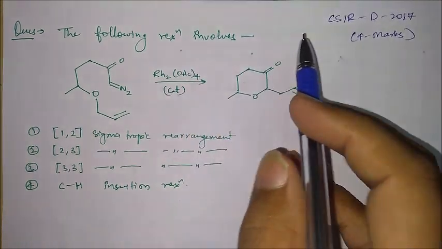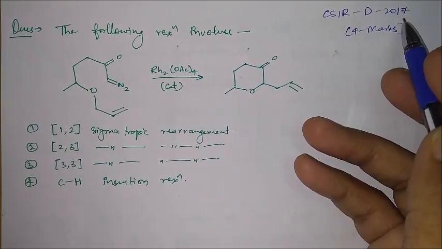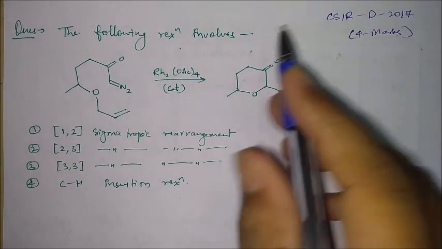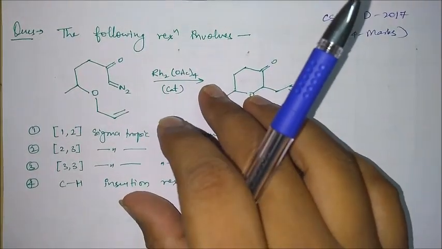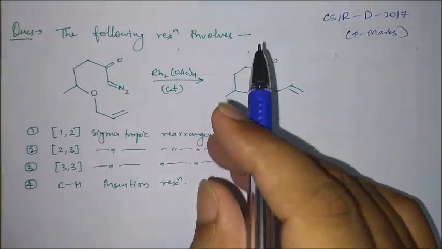Alright, so let's solve this question which was asked in the CSIR December 2017 exam, and this question was for 4 marks, and I'll tell you this question was very simple. Okay, so let's see how to solve this question.